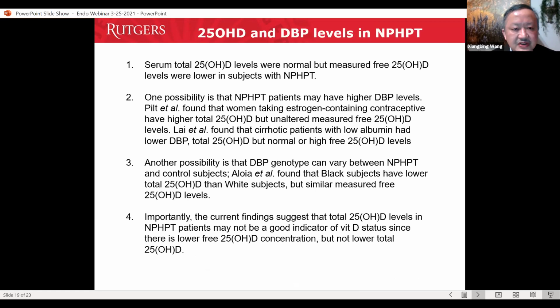We suggest in our conclusion for this paper that the total vitamin D is normal, but the free vitamin D is low.